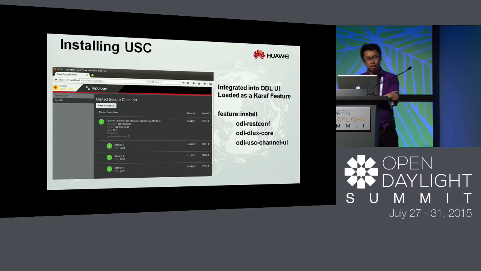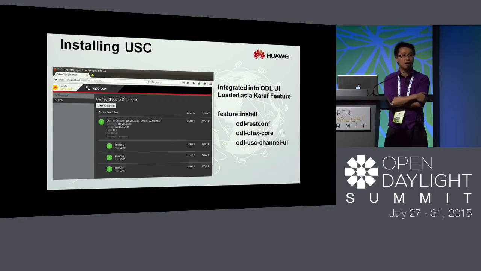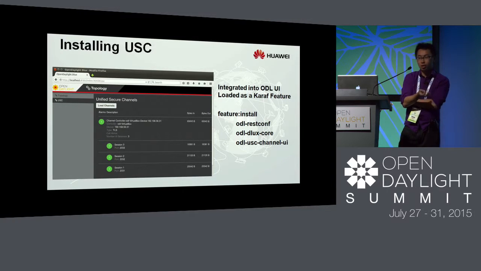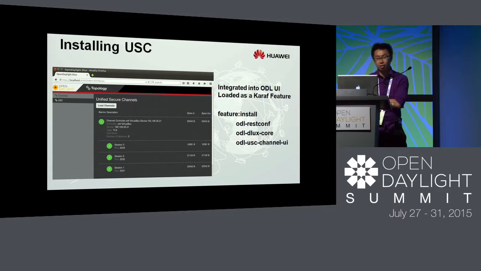To install USC, basically all you need to do is just install the ODL USC channel UI carafe feature. After that, you get all of the USC features, and you also get the UI so you can see your USC deployed environment.